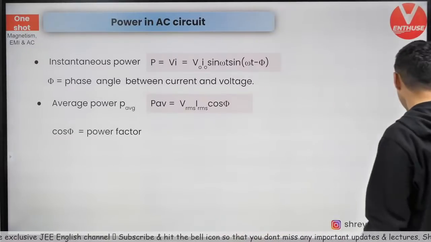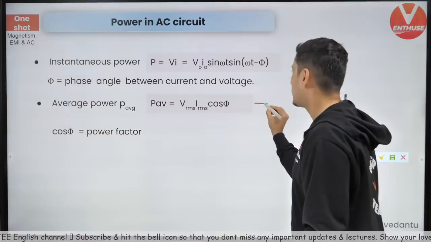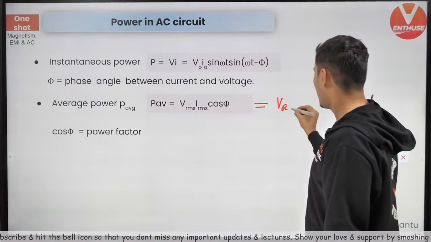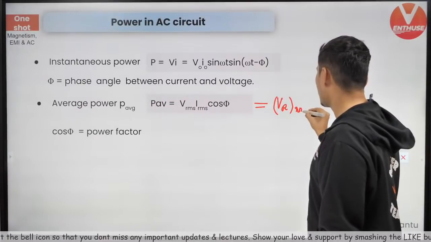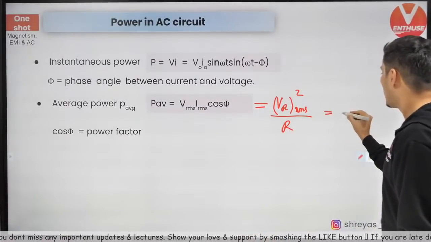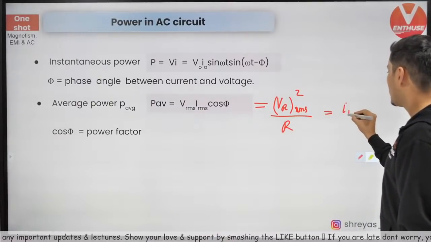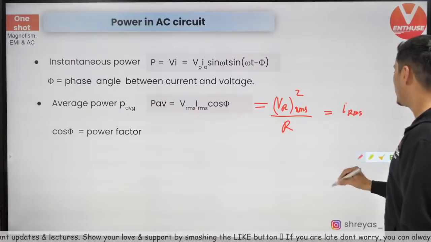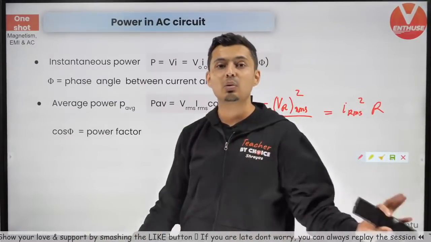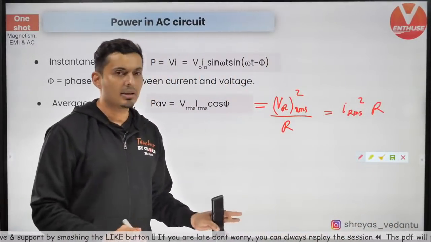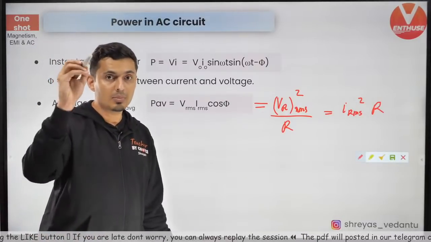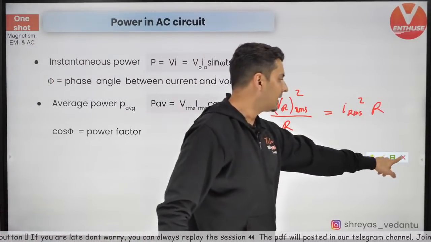You can also write this entire thing, if you don't like it, as V, the voltage across the resistor, the RMS value squared, divided by R. This also works. You can also write it as the current in the circuit, the RMS value squared, into R. Only the resistor loses heat. Inductance and capacitance do not lose any energy. Keep that in mind.